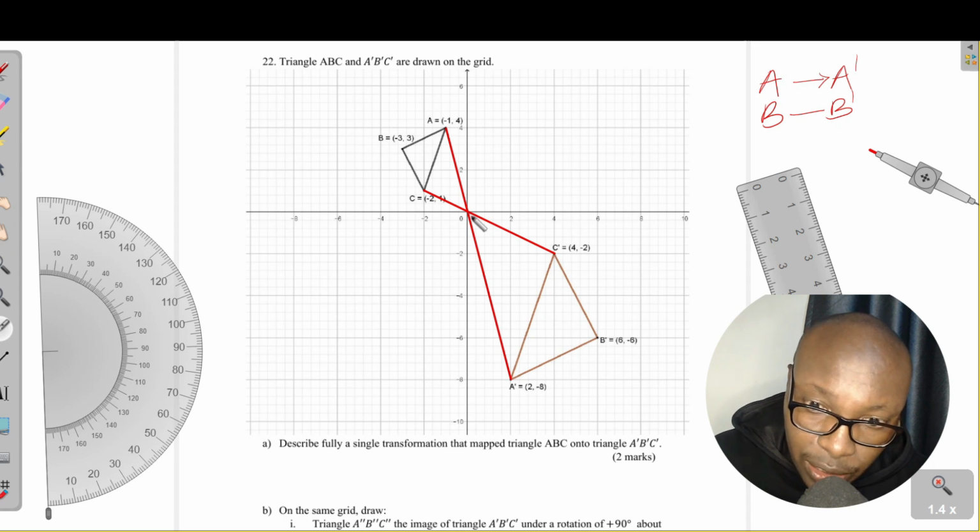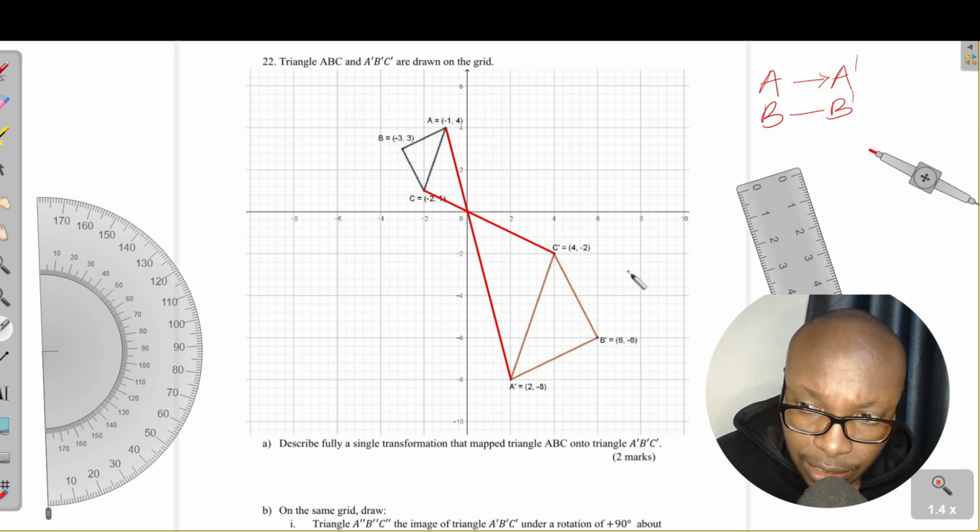So I've joined A, the object point, to A prime, the image point, and then I've joined C to C prime. The object is C, the image point is C prime. Where the two lines meet, that is the center of enlargement. So the center of enlargement is the origin, which is O.